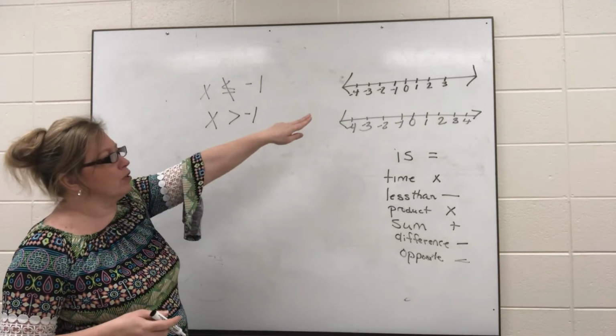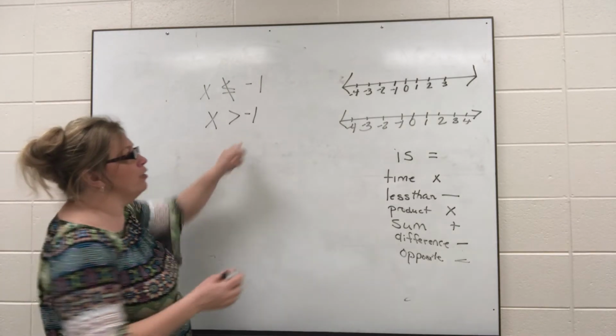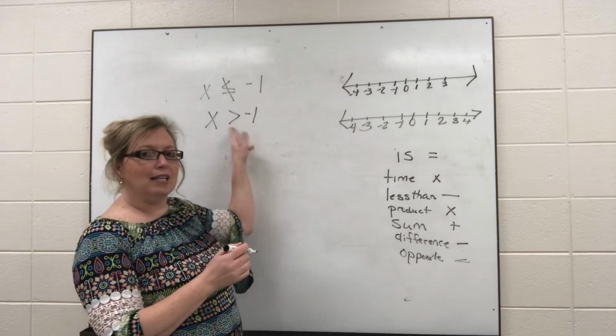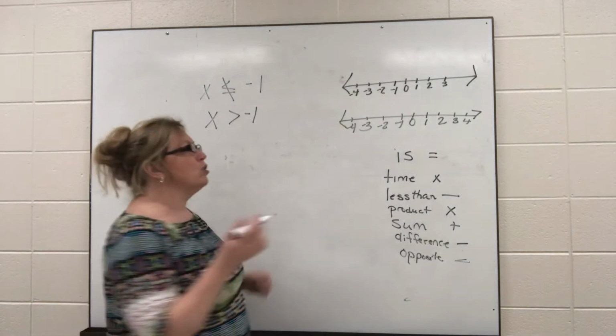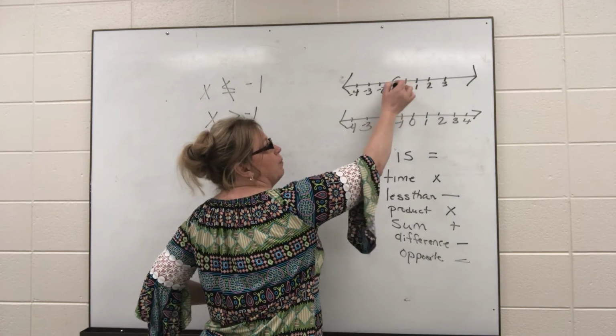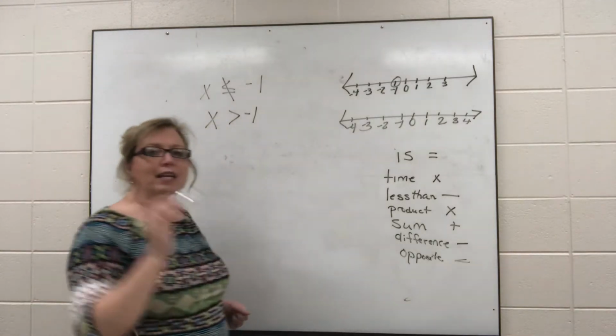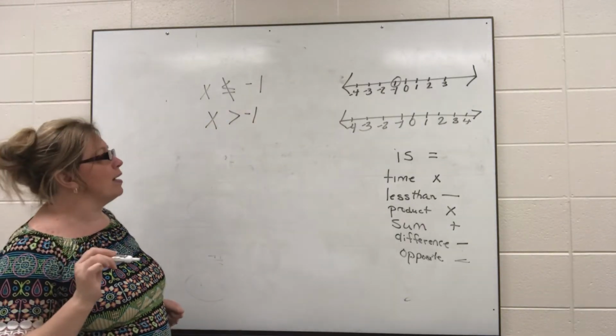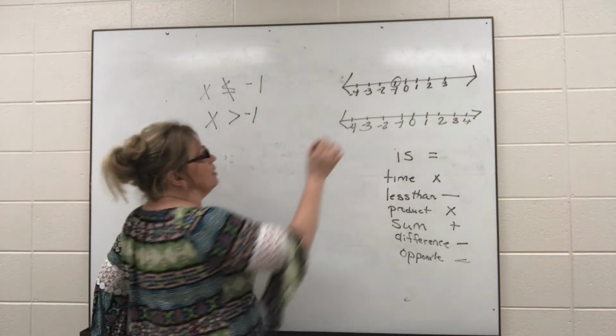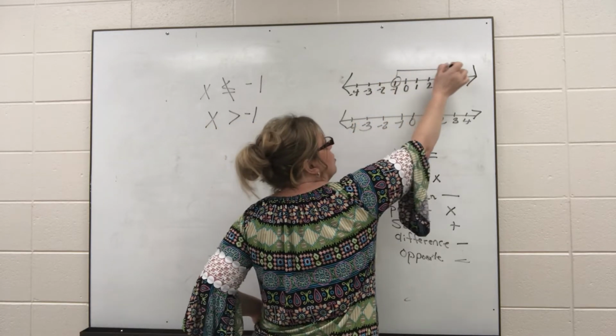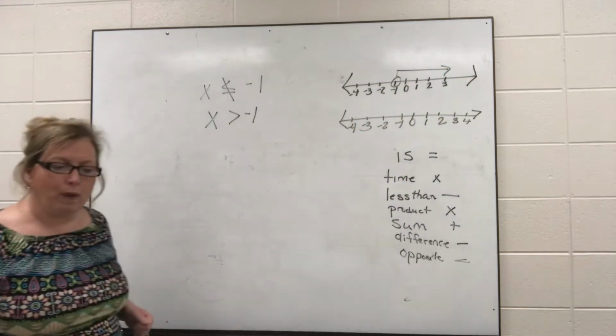Go over to your number line, find your number -1. It doesn't say that it's equal, so that means I'm going to do what? I'm going to circle. If it's equal, then I color in that number. So I circle -1, and I draw my arrow to the numbers that are greater.